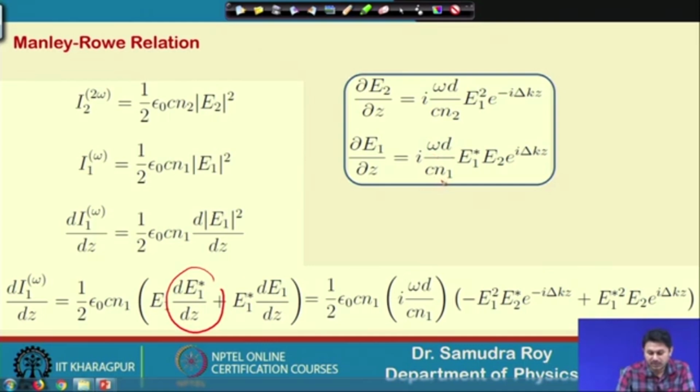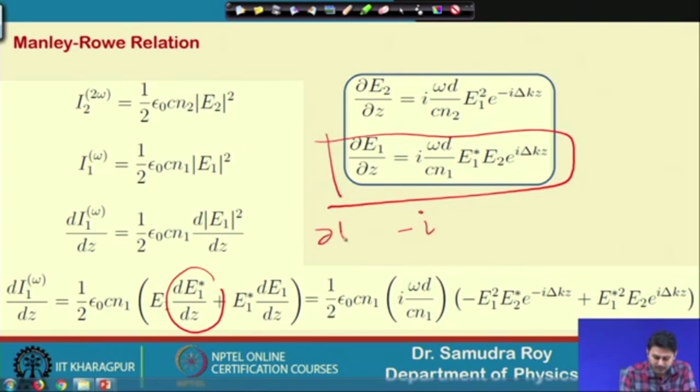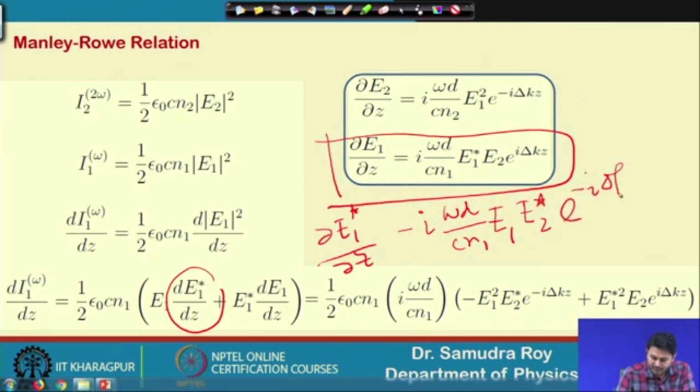So, when we use the value of this derivative from this expression, in both the cases we find that omega d c n 1 and I will come, and if I take it common, then it should be E1 multiplied by this quantity. But please note that this is d E1 star dz. So, if I make the complex conjugate of this quantity, I will have a minus I. So, let me do that, d I1 star dz. So, it is omega d c n 1. This E1 star becomes E1 and E2 becomes E2 star, and then e to the power I of minus delta k z, because we are taking the complex conjugate of this differential equation.